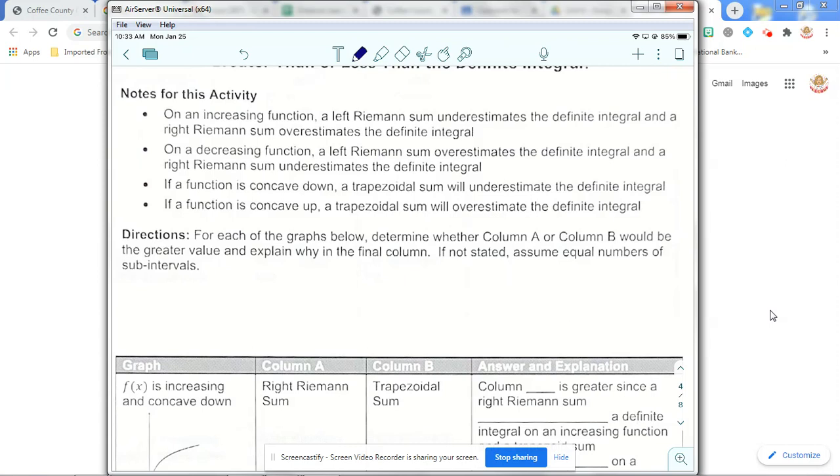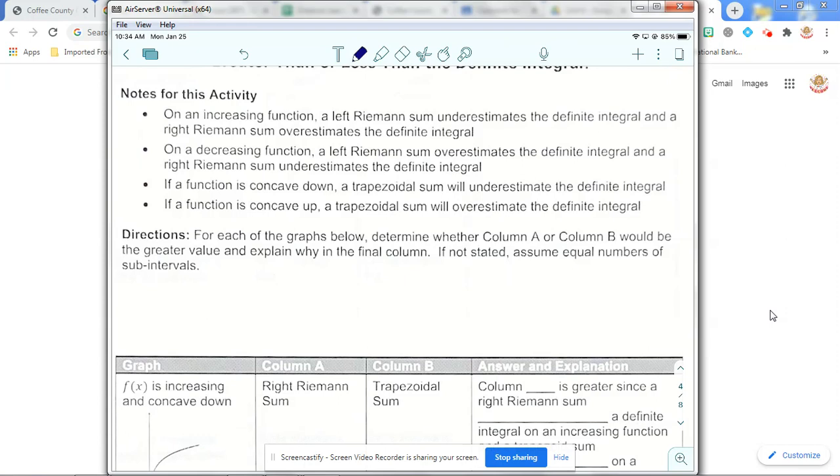Okay, and then for trapezoidal, you look at the concavity. So if a function is concave down, a trapezoidal sum will underestimate. Concave down is underestimate, and then for concave up, trapezoidal sum will overestimate.